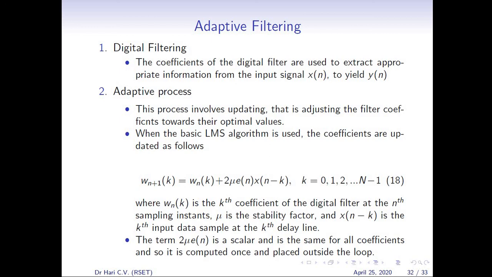The standard basic algorithm, the LMS algorithm, is used, and the coefficients are updated using equation number 18. W n plus 1 of k is equal to W n of k plus 2 mu e n x of n minus k, for values of k from 0 to N minus 1, where W n k is the kth coefficient of the digital filter at the nth sampling instance, mu is the stability factor, and x of n minus k is the kth input data sample at the kth delay line. The term 2 mu e n is a scalar and is the same for all coefficients, and so it is computed once and placed outside the loop.